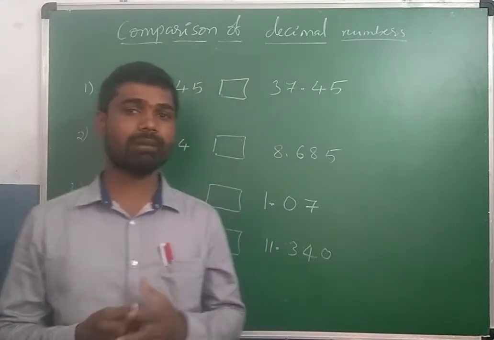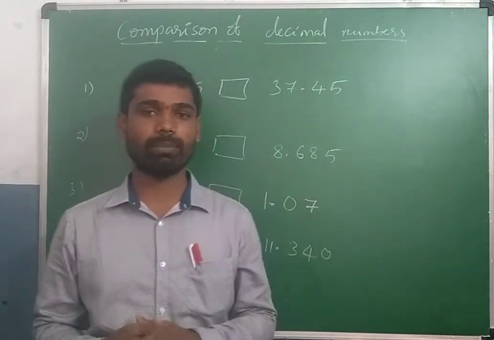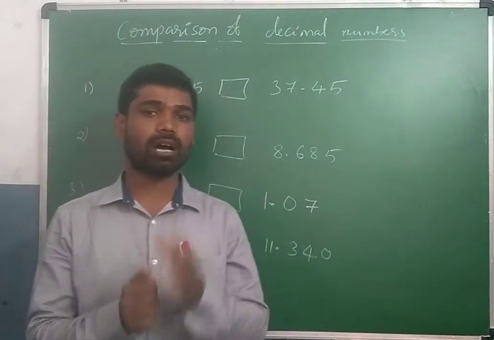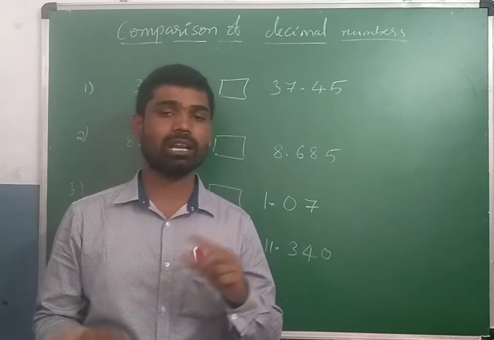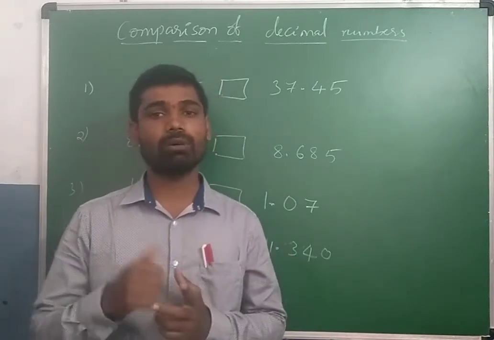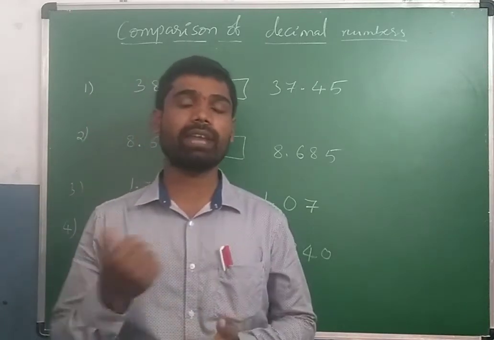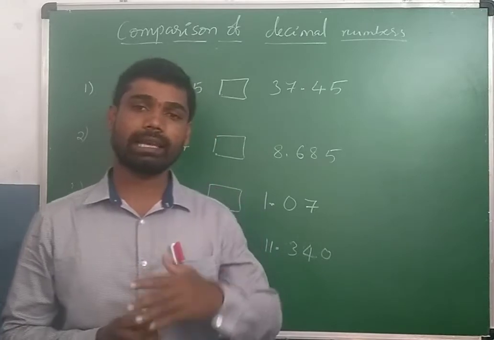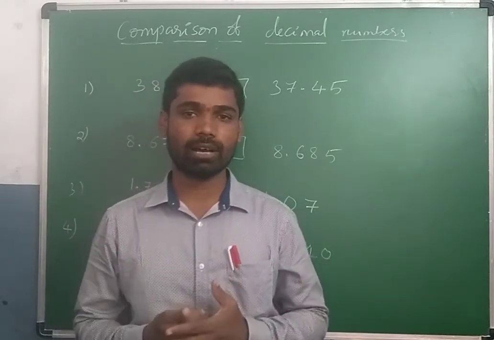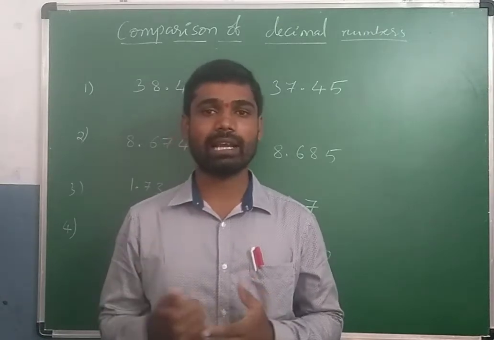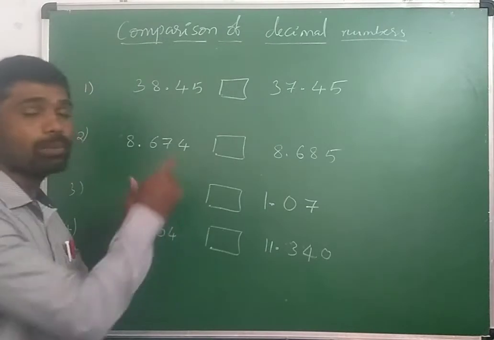In a decimal number, we already know that we have a whole number part and a decimal number part. First, let us observe the whole number part. By observing the whole number part, whichever is smaller or greater, we can say. In case the whole number parts are equal, then we have to observe the decimal part, like tenths, hundredths, thousandths. Whichever is greater, that is the greater number compared to the other. See, a few examples are given here.